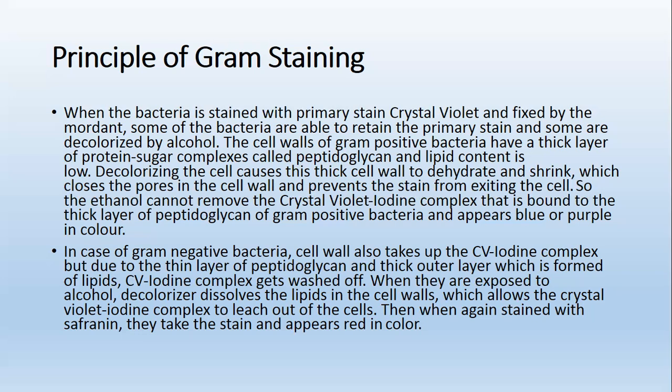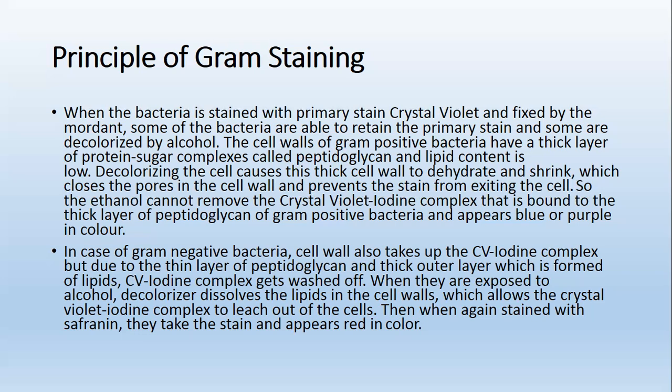Decolorizing the cell causes this thick cell wall to dehydrate and shrink, which closes the pores in the cell wall and prevents the stain from exiting the cells. So the ethanol cannot remove the crystal violet iodine complex that is bound to the thick layer of peptidoglycan of gram-positive bacteria, and they appear blue or purple in color.